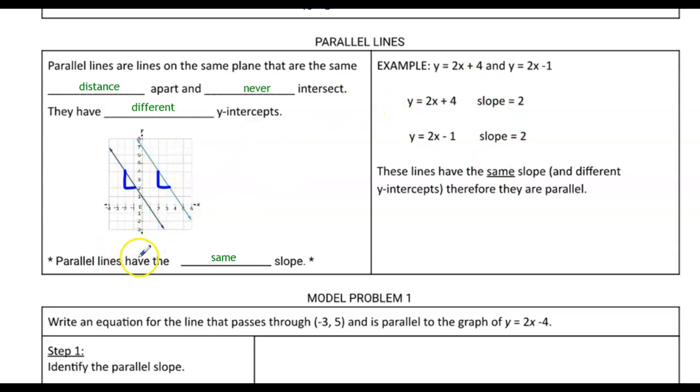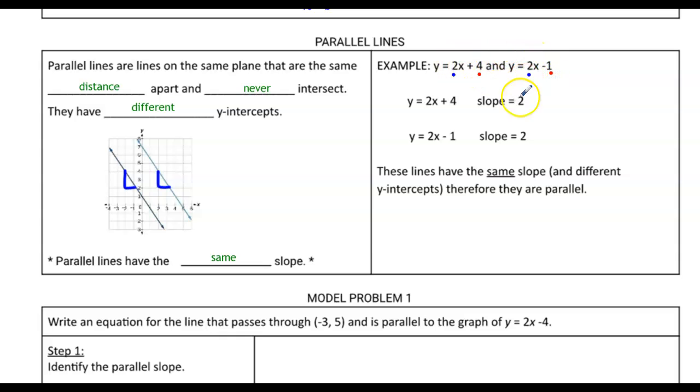Lovely. Another way that you can see it, not just graphically, is by looking at the equation. If I'm looking at this equation, y = 2x + 4, and y = 2x - 1, the second equation, I can see that both of these have the same exact slope. It's also true that they have different y-intercepts.